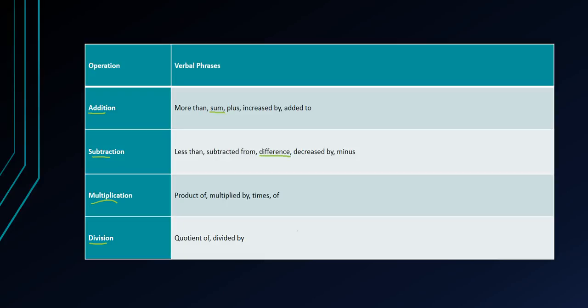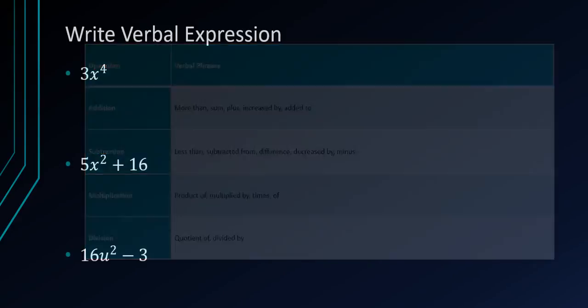Multiplication, we already said product is multiplication earlier. Multiply by, times, and of is a very common one as well. And division, there's not a whole lot. Quotient is one of the most common, and then divided by. So please make sure you write those in your notebook.